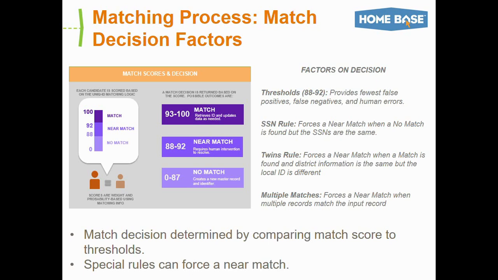When a student goes through the system and the UID system finds that it has a score of 93 to 100 after it's finished its matching process, that's considered an exact match, and the system automatically updates the master record in UID, and the process is finished.